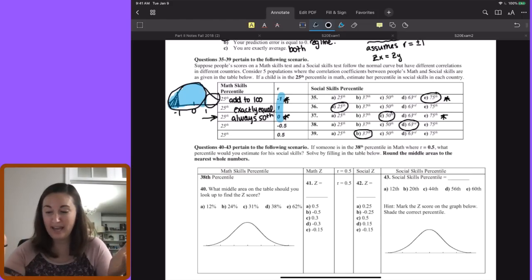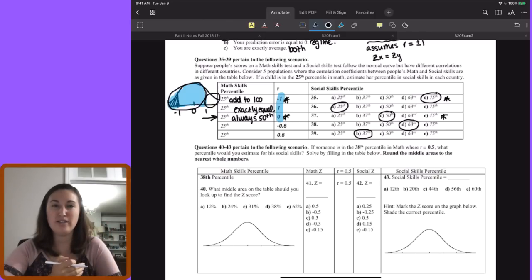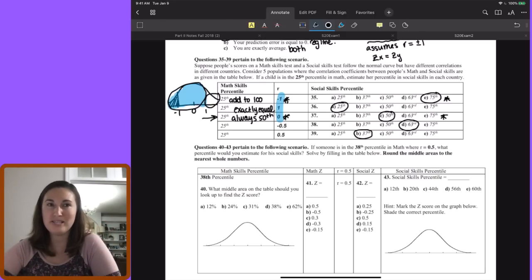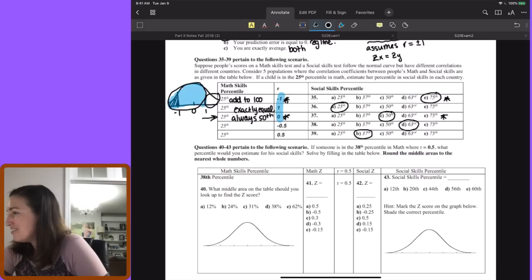If you didn't know that, again, you can go ahead and just work through and solve the percentile. I'm going to look at a couple more questions.